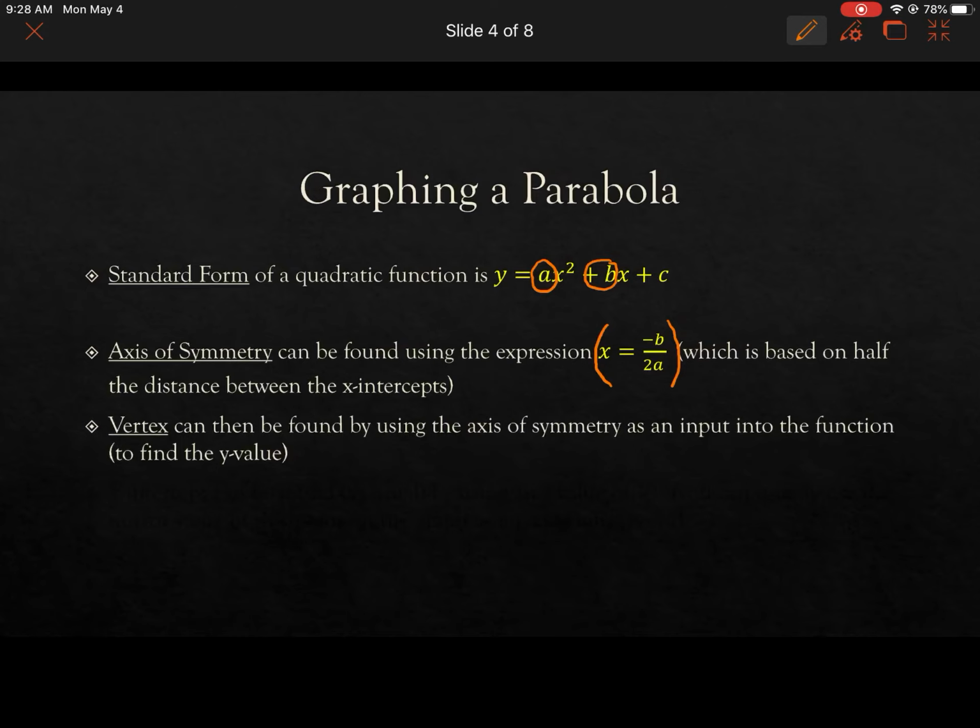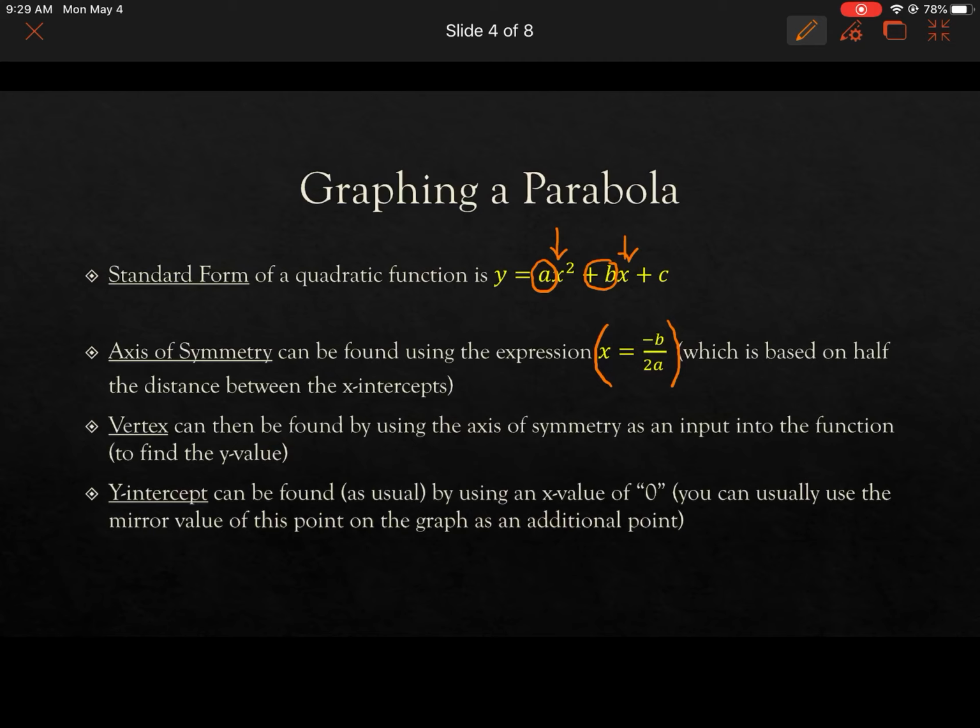So once we have that axis of symmetry location, that x value, we can find the rest of the vertex by substituting that number in for the x's in the equation and then solving for the y, just like we normally did with the linear functions, right? When we wanted to find one of our points, we plugged in the x value, we got the y value.